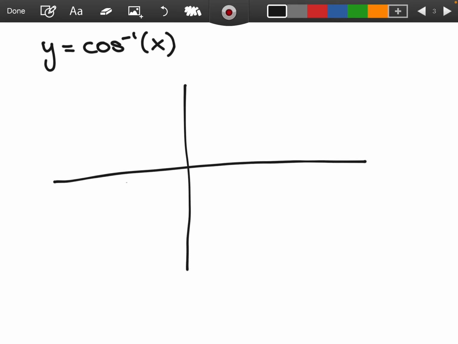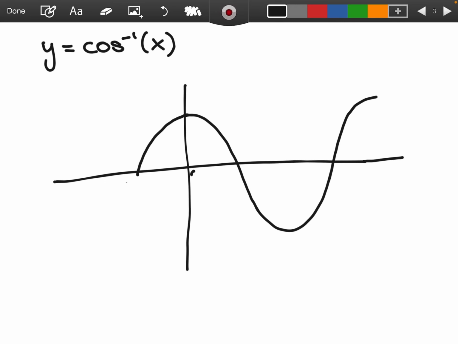Now let's look at the inverse of cosine. So that's going to be y is equal to cosine inverse x. Again, we have the problem that cosine is not 1 to 1. So when you look at the graph of cosine, again, I'll sketch a quick graph here. You've got 0, pi over 2, pi, 3 pi over 2, 2 pi, and in the opposite direction it's going to be negative pi over 2.